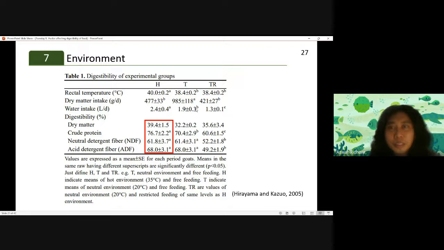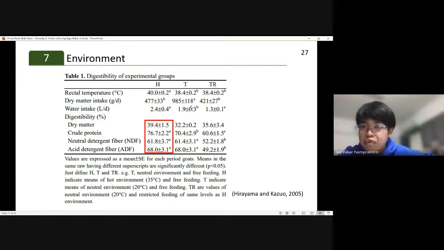Okay. Thank you. The T in this case stands for the thermoneutral environment with free feeding. So these animals stay in the comfort zone, and the feeding is free, so the feed intake, the dry matter intake here, is higher. You can say this is the normal situation, because the H here is high temperature, and the TR here is thermoneutral but restricted feeding. Yes, restricted feeding. So the dry matter intake value in the T group is high.